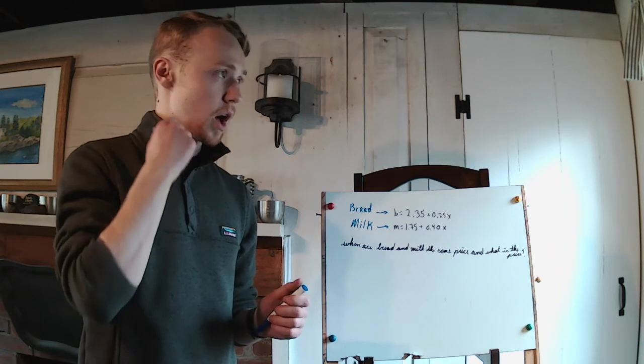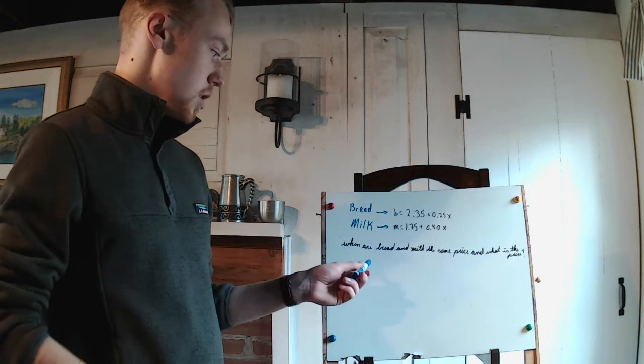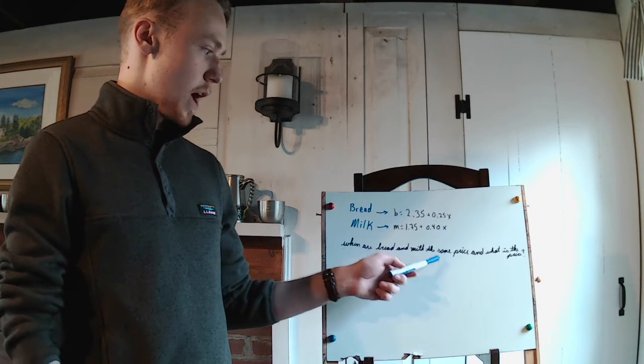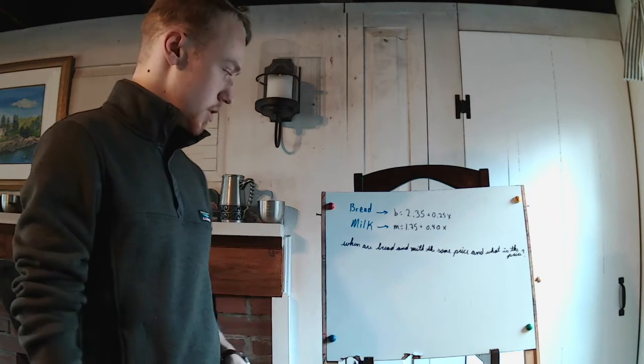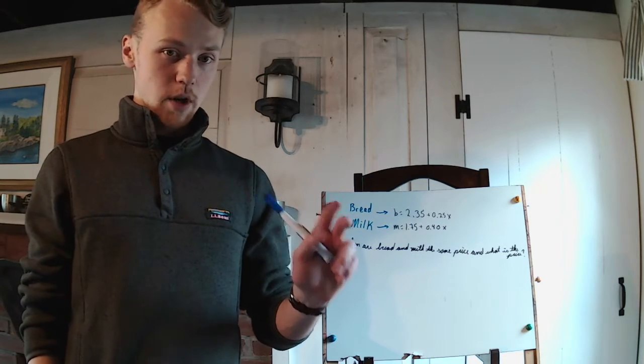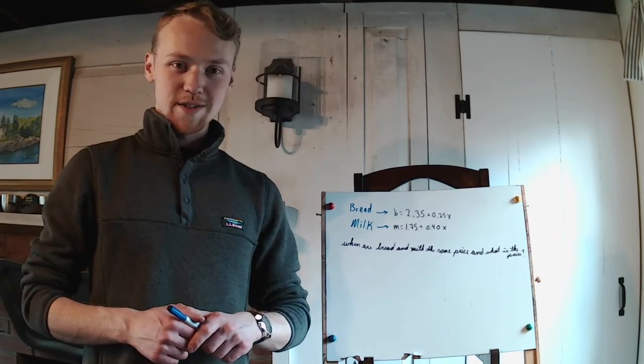But we're given these two equations, and we're asked when the bread and the milk will have the same price and what that price will be. Okay, so this is a two-step problem, and we're going to approach it as such. So I'll erase this, and I'll come back to you with the first step.